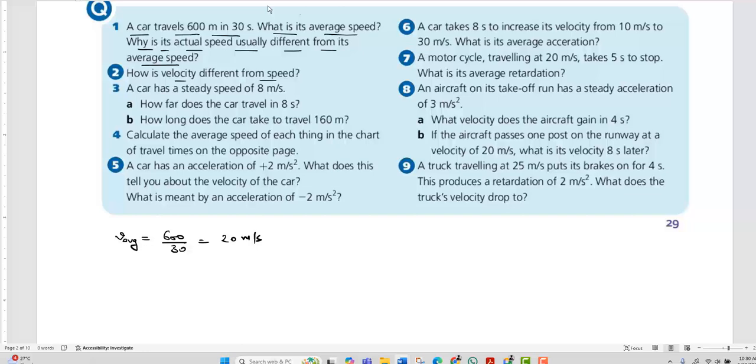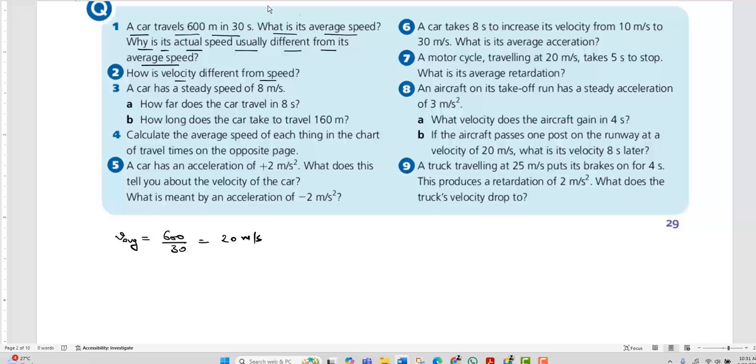Velocity is magnitude and direction, but speed is only magnitude. Or in other words, speed is basically the magnitude of the velocity only, right? So you will simply say that at a given moment, speed is the magnitude of the velocity, or you can say velocity is basically speed with the direction.